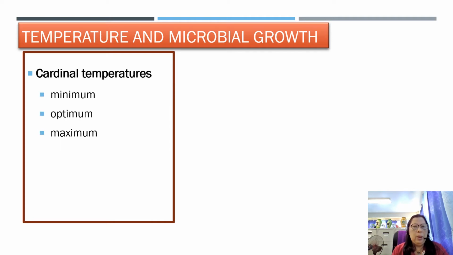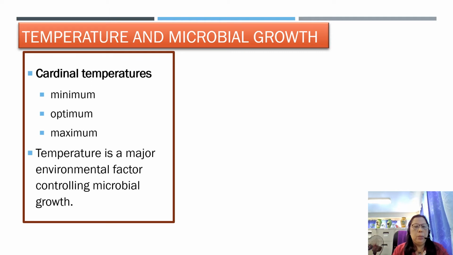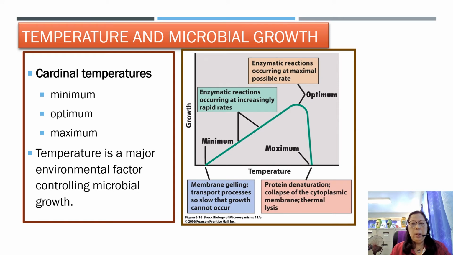So you have cardinal temperatures, the minimum temperature, those that require optimum temperature, and maximum temperature. Temperature is one of the major environmental factors that controls microbial growth. Here is the graph that shows to you the microbial growth. So if you can see this green line here, it shows to you the minimum temperature that is required for the microorganism to grow, and this is also the optimum, and this is the maximum.